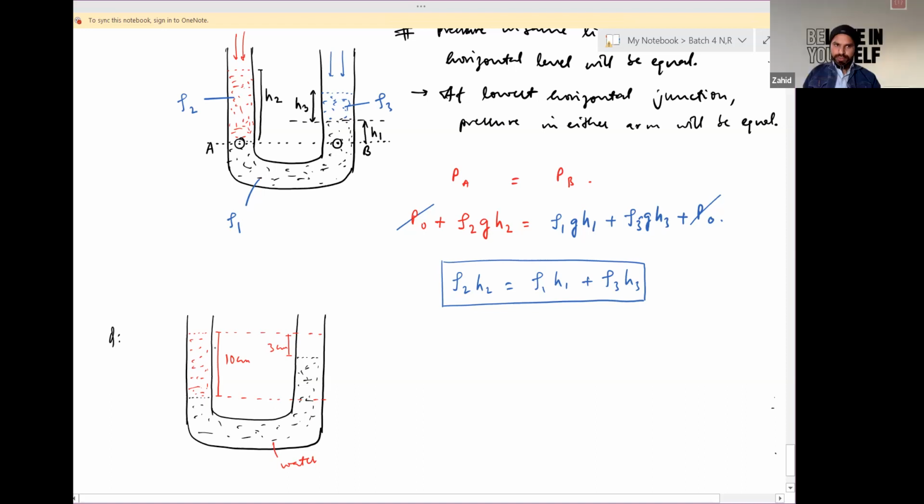Suppose there is a U-tube in which one liquid is filled on the left side and the rest is filled with water. And there is a difference in level of liquid by 3 centimeter. So you have to calculate the density of the liquid. Just use the above concept.